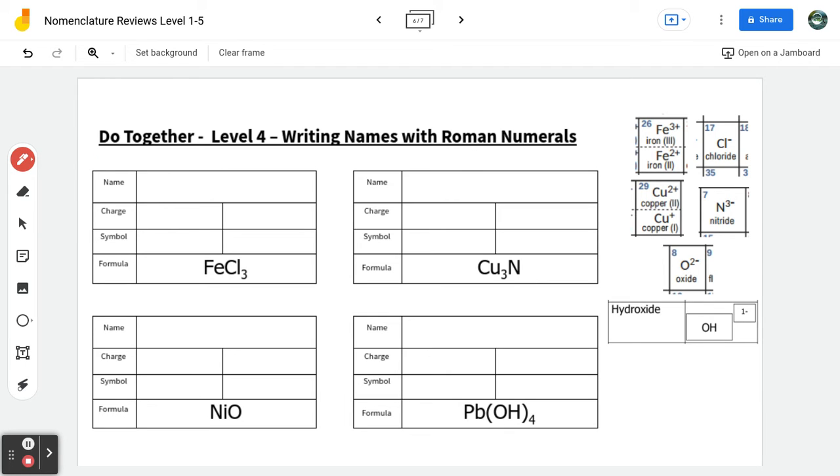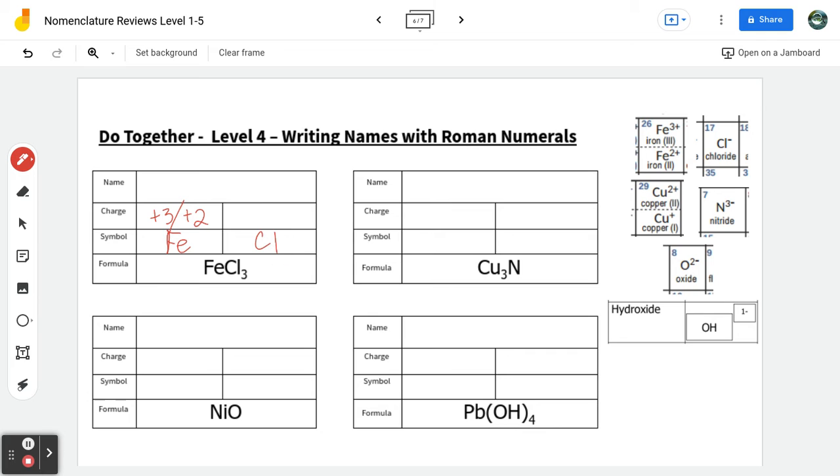So it's kind of like it's working backwards. You're given the formula and you're working backwards to figure out the name. And you'll notice that on all of these, your metals have Roman numerals. So if you look at Fe, Fe can be +3 or +2. So I'm actually going to put both. I'm going to put +3 and +2 here.